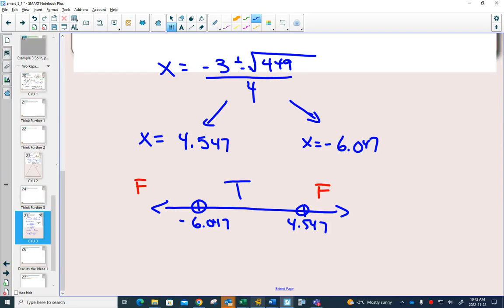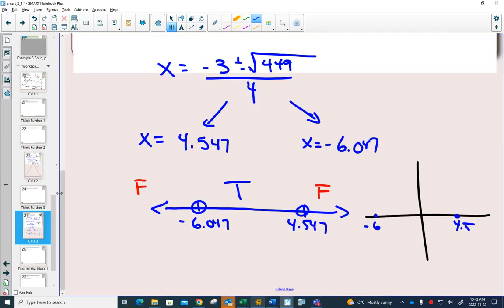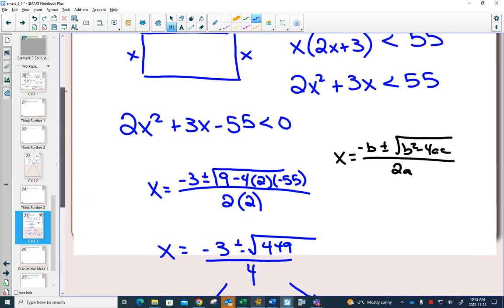Remember, the other way that you can check is thinking about the graph. What we found when we solved is we found the x-intercepts to be 4.5 and negative 6. The parabola that we're looking at, does it open up or does it open down? It's a parabola that opens up. So if we just did a quick sketch of the parabola, this is what we're looking for. And what are we looking for? We're looking for where this parabola is less than 0.